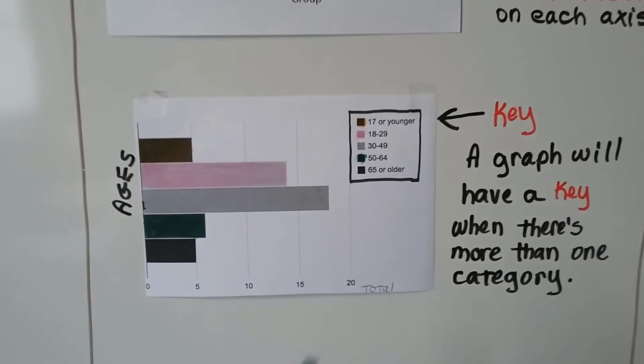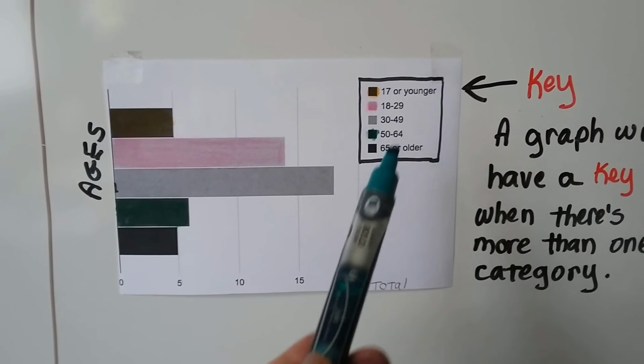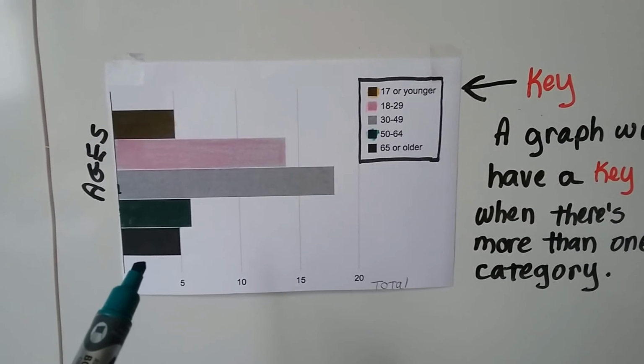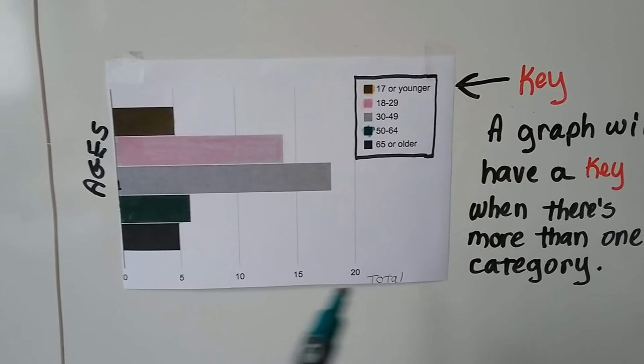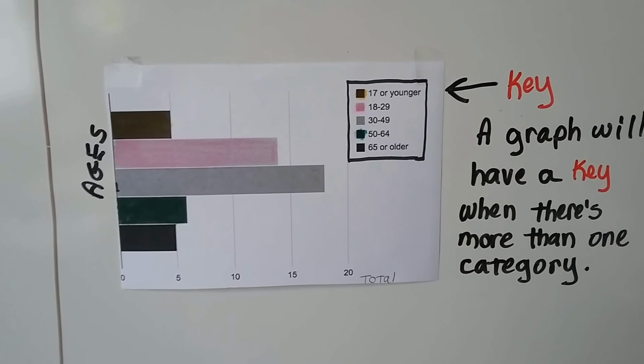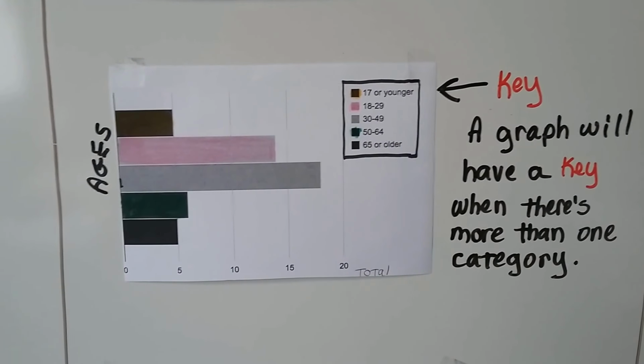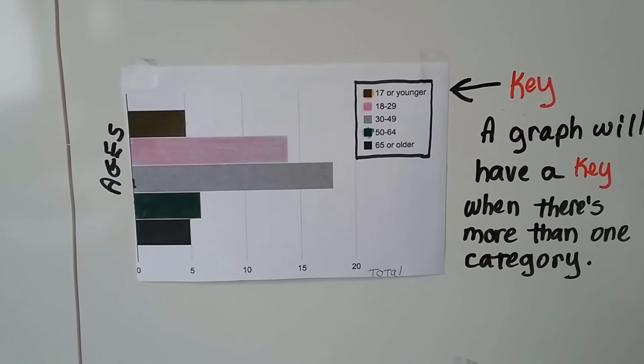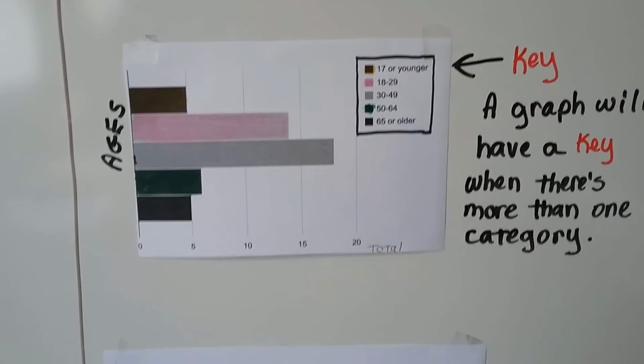You can see this one also has a key. It's telling us the ages that each different color represents. And down here, it tells us how many there are. So a graph will have a key when there's more than one category. We have several different age categories, don't we?